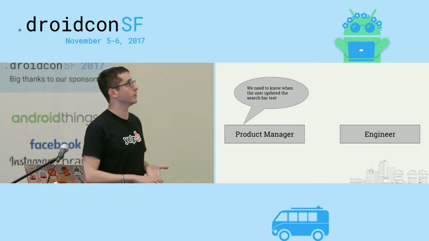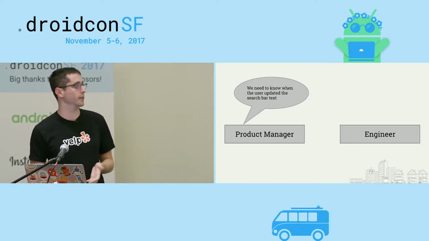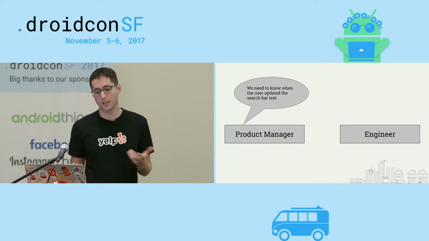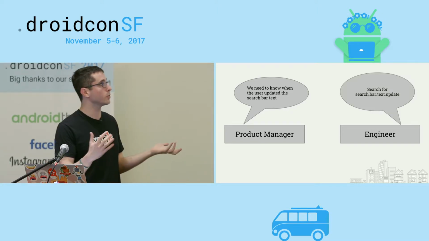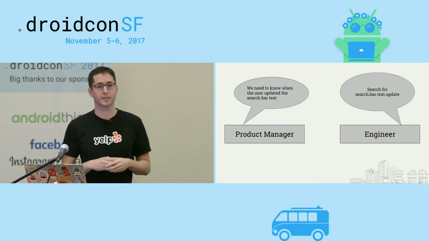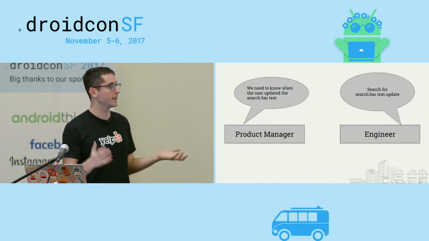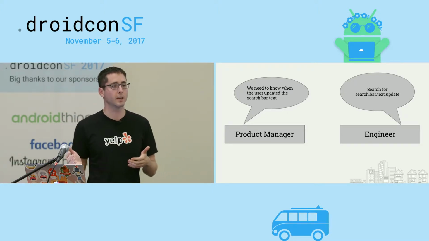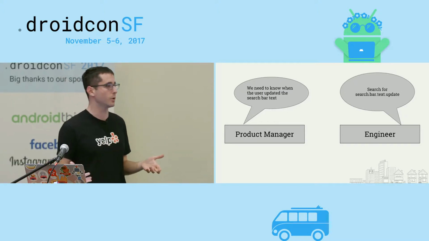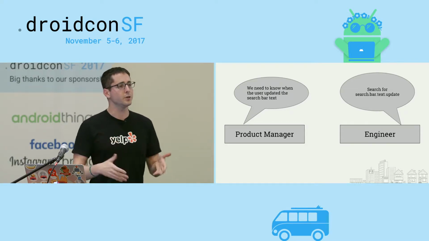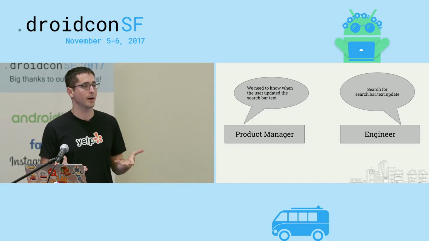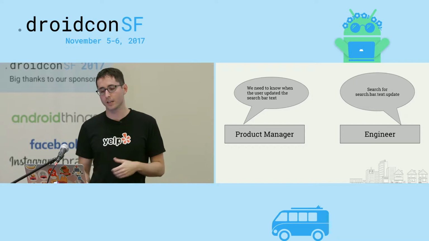A much healthier way to do this is that your product manager or data analyst says, we need to know when the user updated some text in our search bar. And you're like, OK, cool. Track that as search.bar.text.update. And congratulations, whoever's analyzing that data can still use that just as well as they could before. And you've kept a lot of internal consistency within your application, and all of the logic that you need is much simpler.